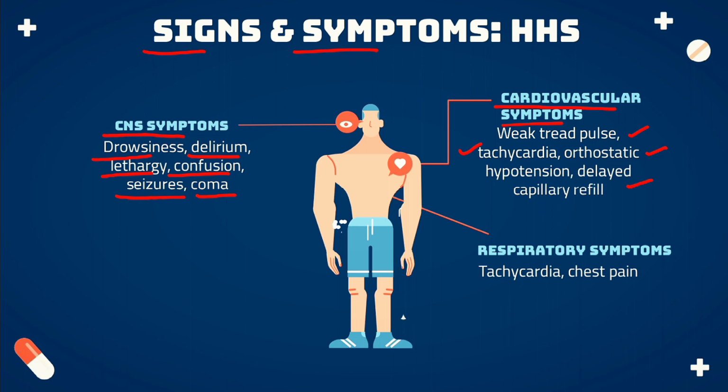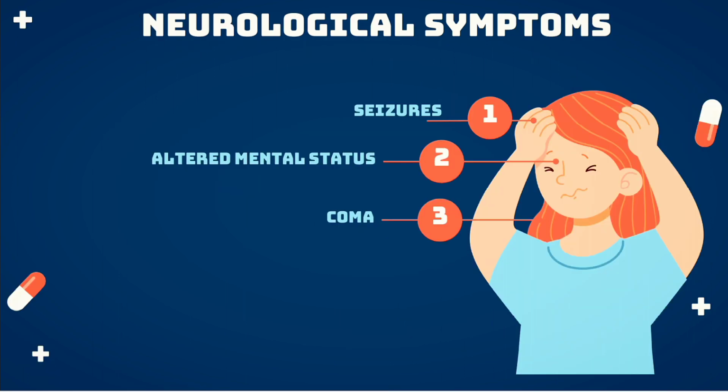In the respiratory system, a person can have tachypnea, there will be an increase in pulse rate, and chest pain can be there. A person who goes into an HHS-like condition can have some neurological symptoms, as these are also present in diabetic ketoacidosis. So the person can develop seizures, there may be altered mental status, and the person can go into a coma-like condition.